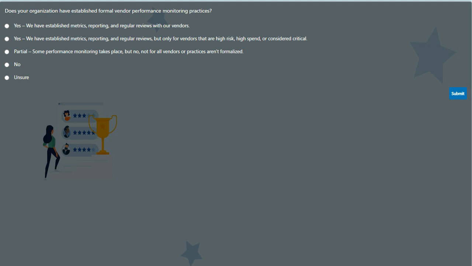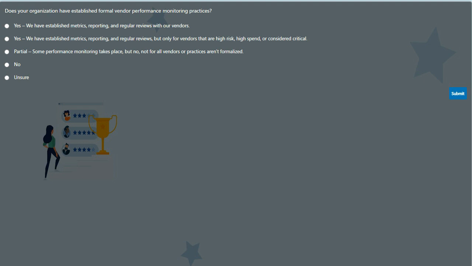Well, technically, you should be doing it for all vendors to some degree. But if you're in a situation where you absolutely have minimal resources, definitely prioritize your critical vendors. Now, I want to not give anyone the impression that that means it's just okay.